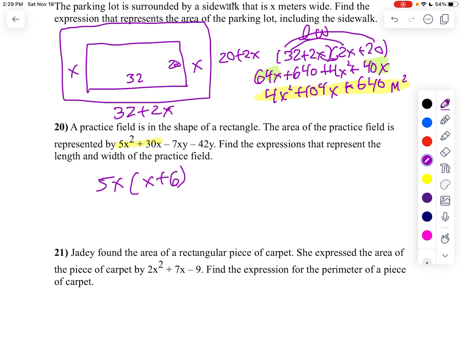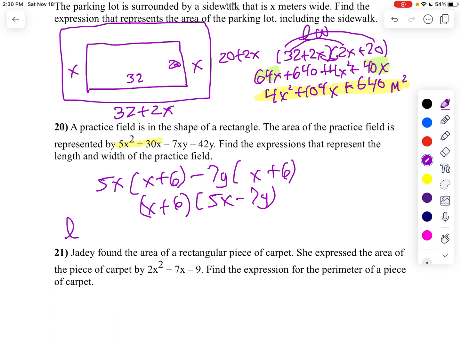And I notice the next one has a leading coefficient of negative, so I'll factor out a negative. And then a 7y goes into both of those, doesn't it? And then we'll have x plus 6. So x plus 6 times 5x minus 7y. So they're interchangeable, but we'll say our length will be x plus 6, and our width will be 5x minus 7y.